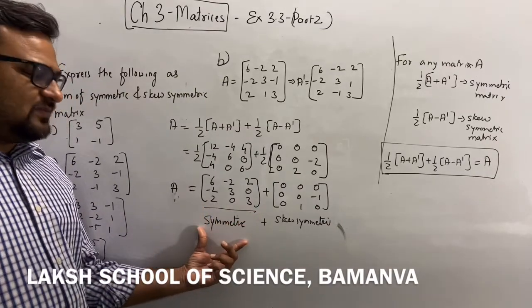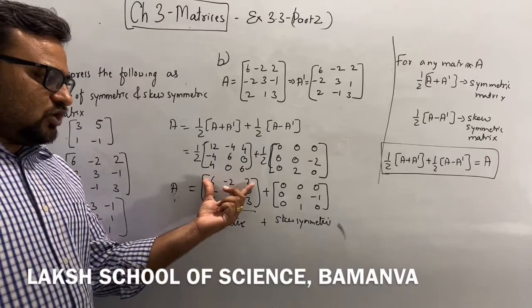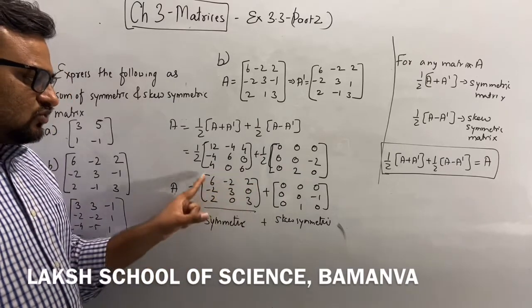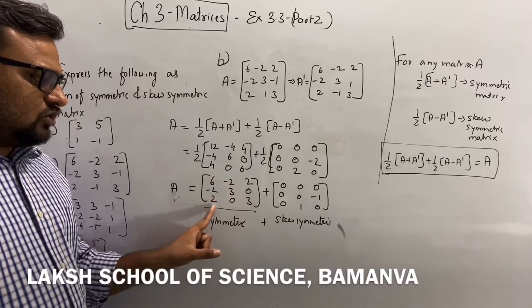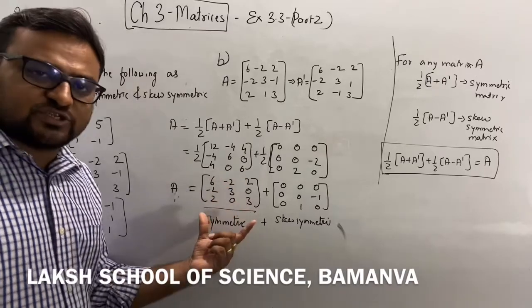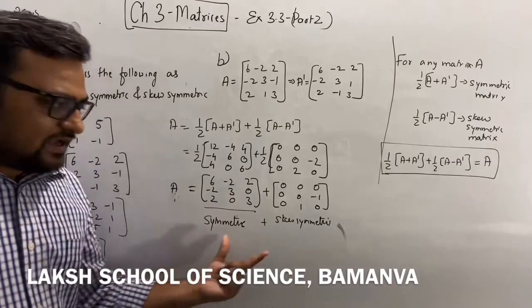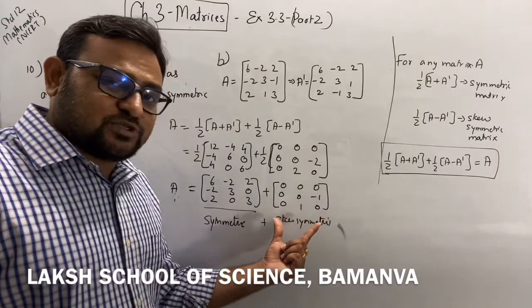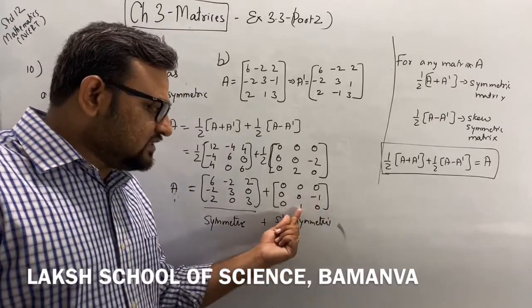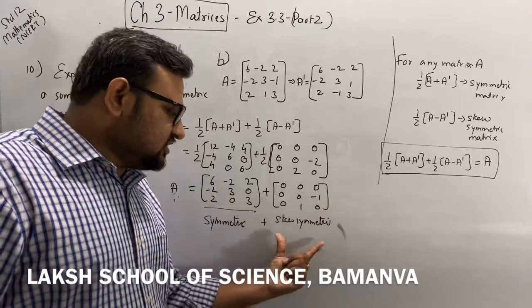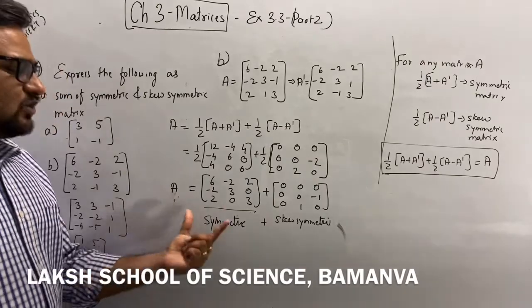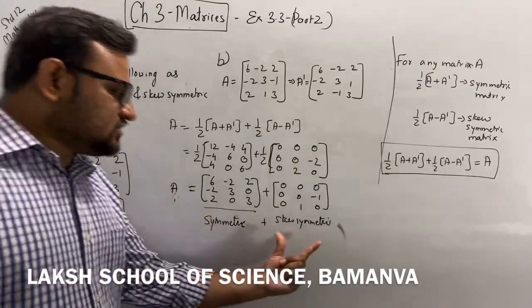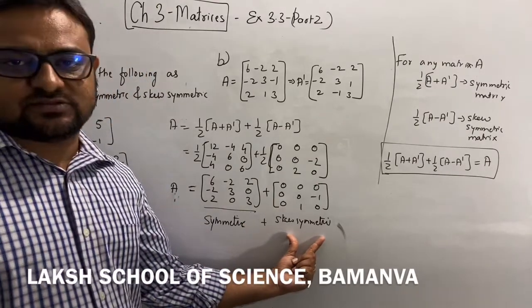So you can see it's symmetric. I will transfer this row into column: 6 minus 2 2, 6 minus 2 2. Second, minus 2 3 0, minus 2 3 0. 2 0 3, 2 0 3. So its transpose is same. So it's symmetric. And here its transpose is negative because this minus 1 will be displaced here and this will be here. So this is skew symmetric. So we have expressed matrix A as a symmetric plus skew symmetric matrix.